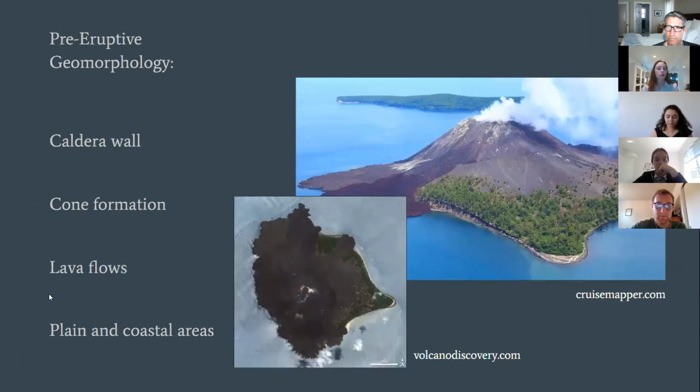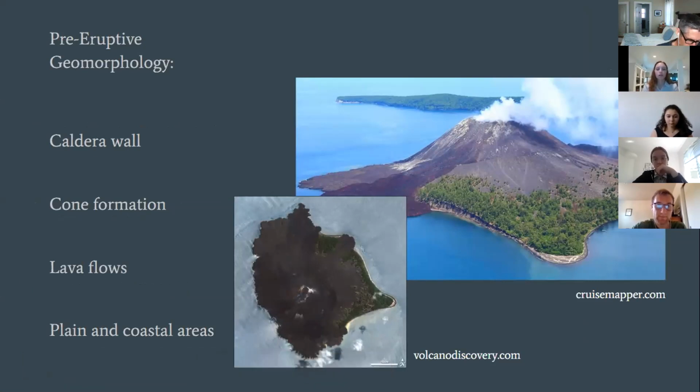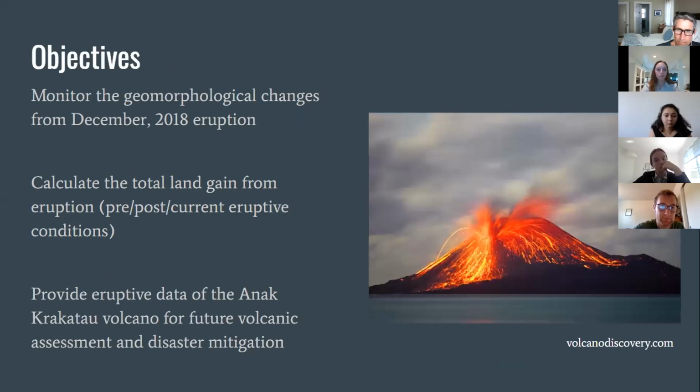And so just a little bit more background. Prior to the eruption in 2018, the geomorphological appearance of the Krakatoa volcanic complex consisted of a caldera wall, a volcanic cone formation, lava flows, and plain and coastal areas. Just to give you an idea of what it looked like before.